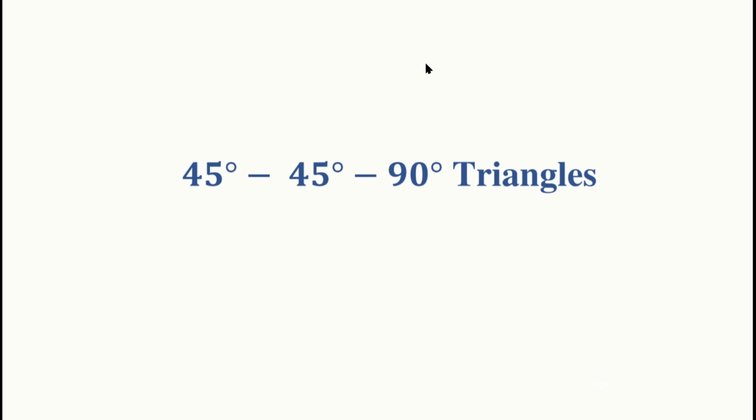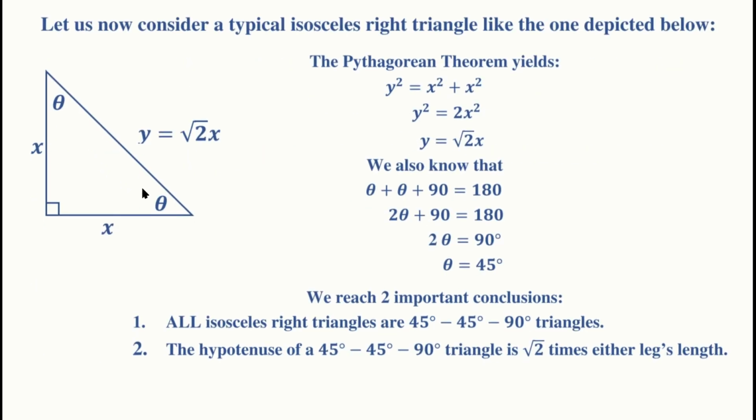The next type of special triangle that we want to look at is known as the 45, 45, 90 triangle. So to get the 45, 45, 90 triangle, what we do is we look at an isosceles right triangle, any isosceles right triangle, because if these two sides are equal, that's going to make the angles opposite them equal. And since those two angles, together with the 90, are going to add up to 180, that's going to force 2 theta to be 90, and therefore theta is going to be 45 degrees, right?